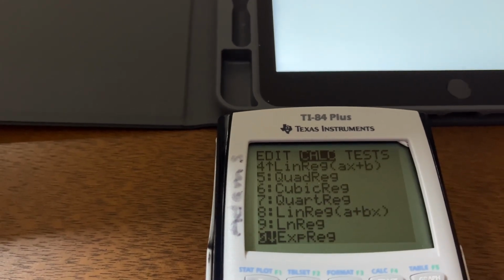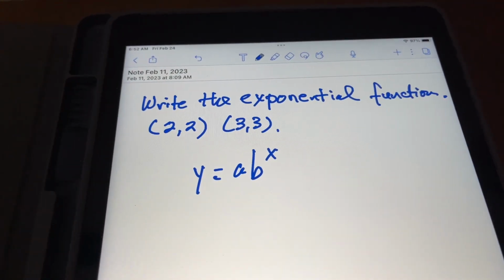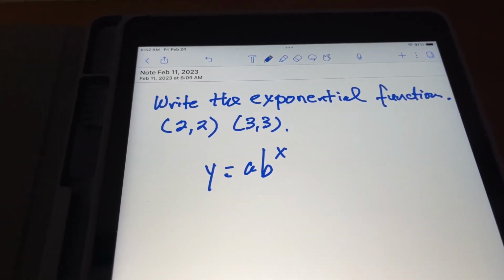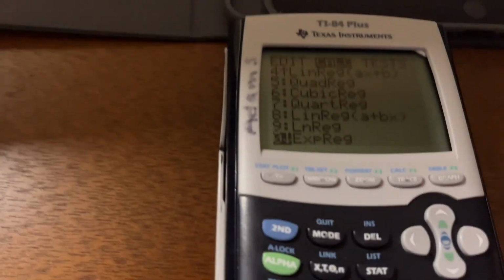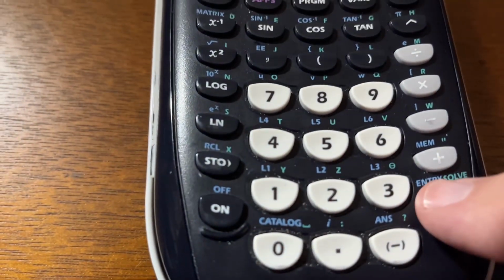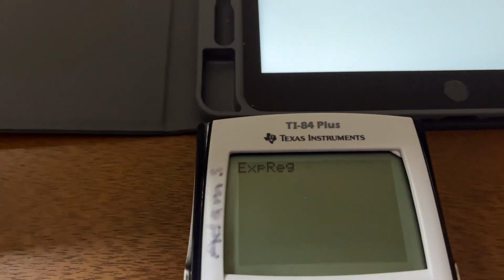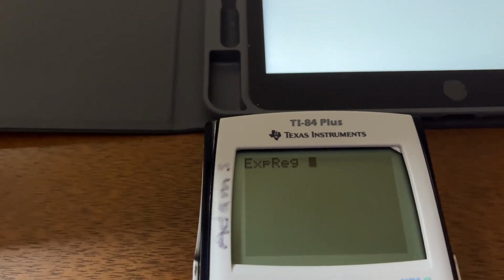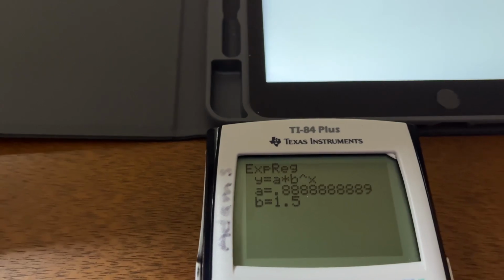We want to scroll down to exponential regression because they told us in this problem to write the exponential function that has those two ordered pairs. So with it on exponential regression, I'm going to hit enter. And this is a prompt saying, do you really want to do it? So hit enter again, and it gives you the values.